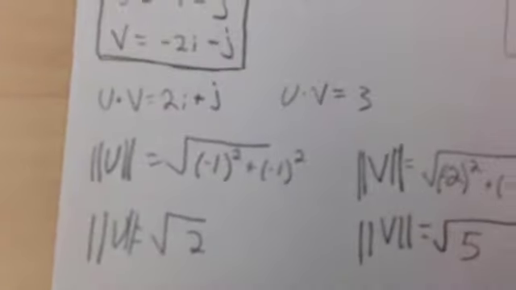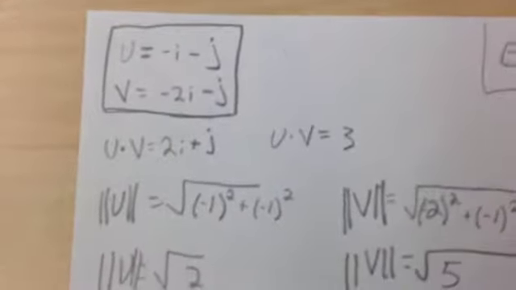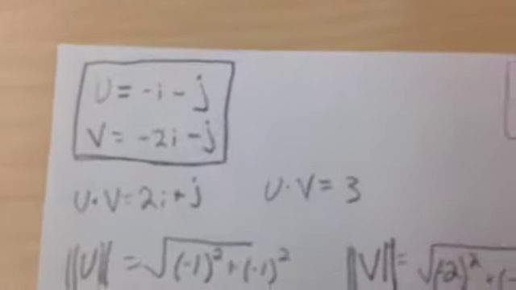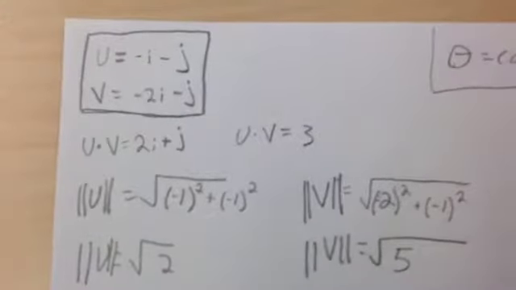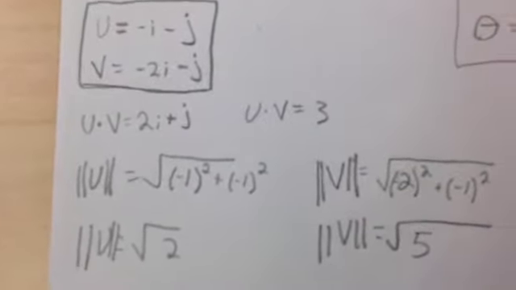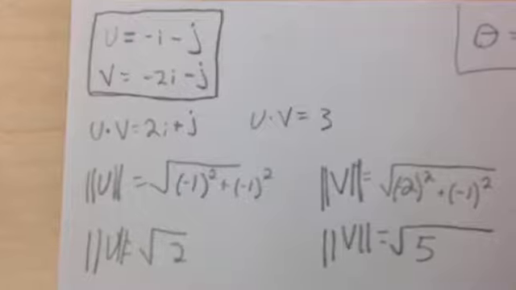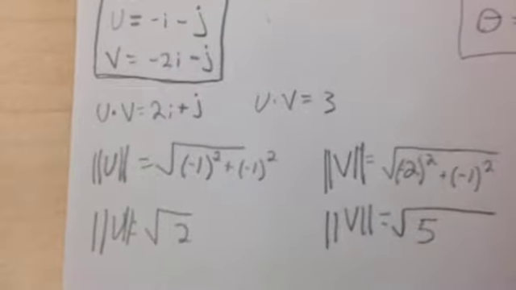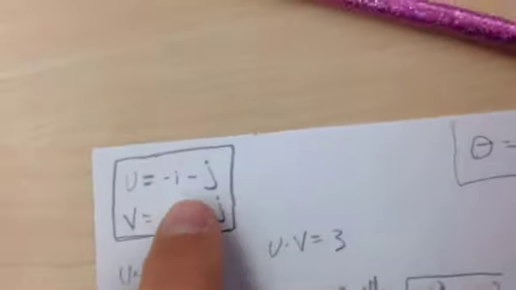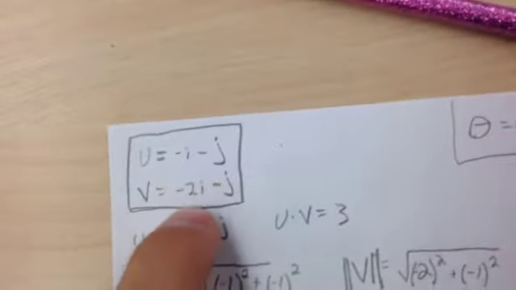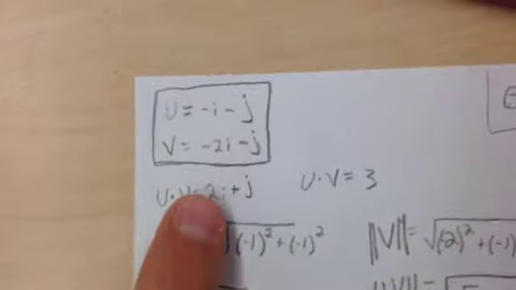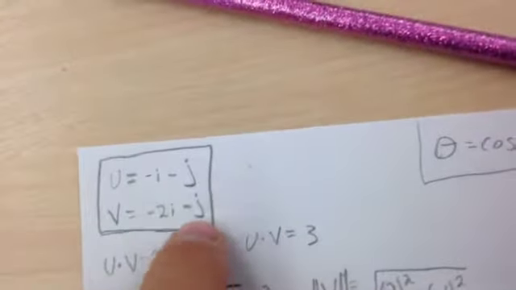So u times v is basically just when you multiply the x's and the y's together. So you're going to get 2 and 1, so you'll just put 2i plus j. The reason I got that was because I multiplied negative 1 times negative 2 to get 2, and then negative 1 times negative 1 to get 1.